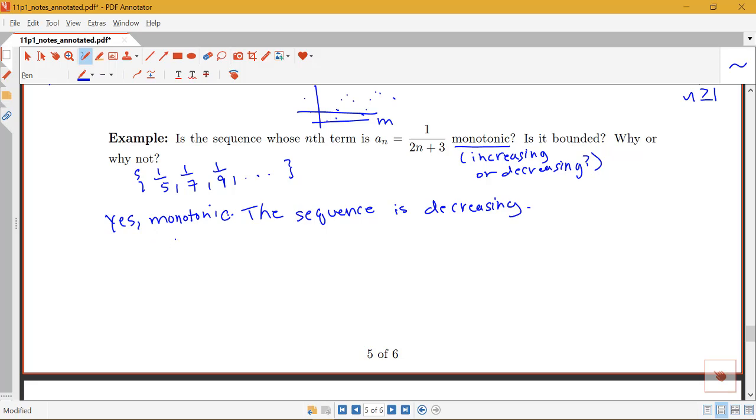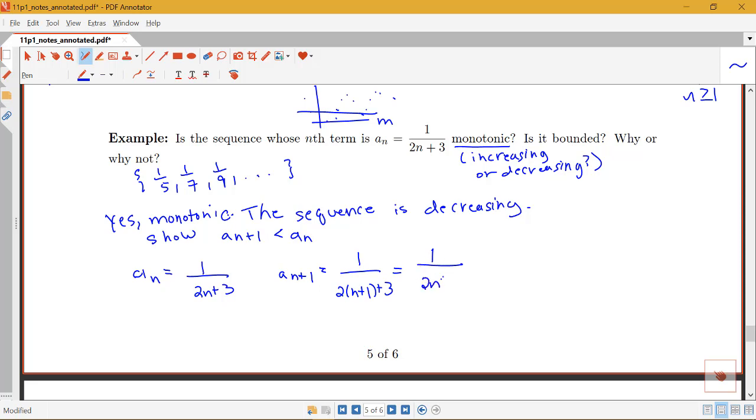Okay, so that means we need to show that a_(n+1), the (n+1)th term, is always smaller than the previous term. We'll notice that our a_n here is equal to 1 over 2n plus 3. a_(n+1) would be equal to 1 over 2 times (n plus 1) plus 3, which equals 1 over 2n plus 5. So then I have an inequality that I want to set up and show that 1 over 2n plus 5 is actually less than 1 over this 2n plus 3.